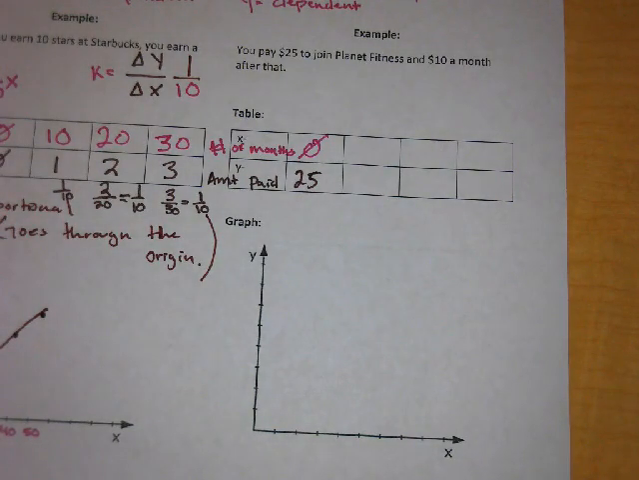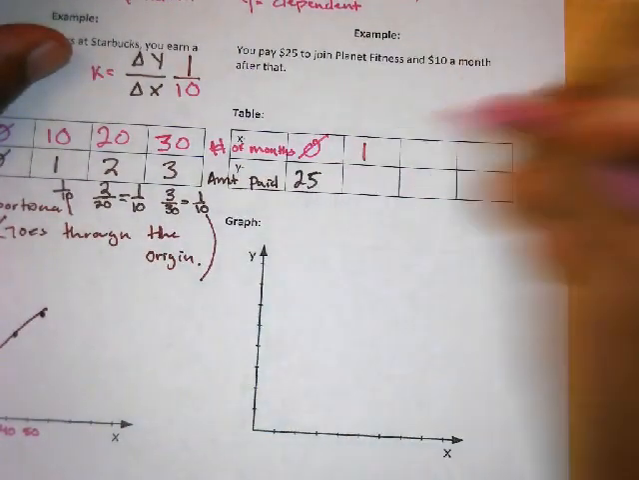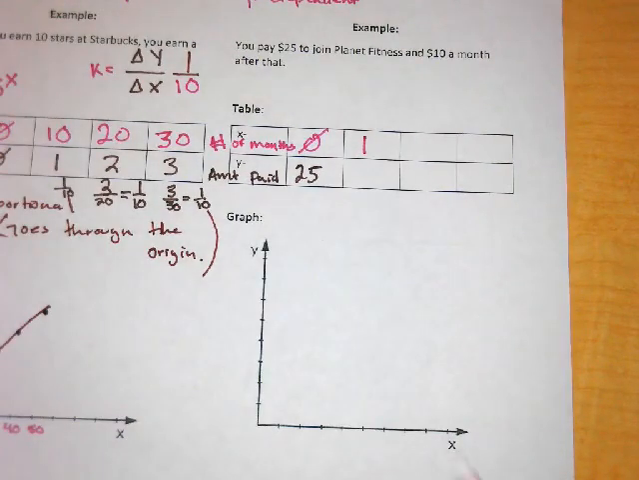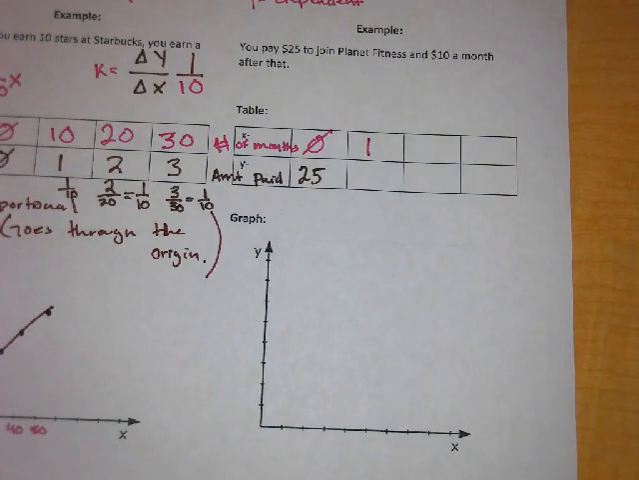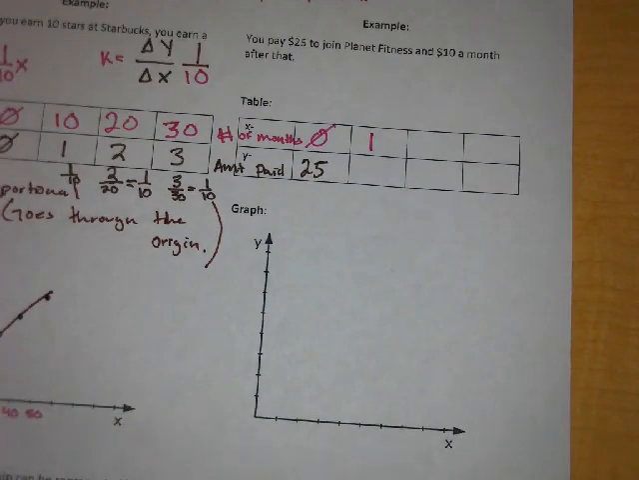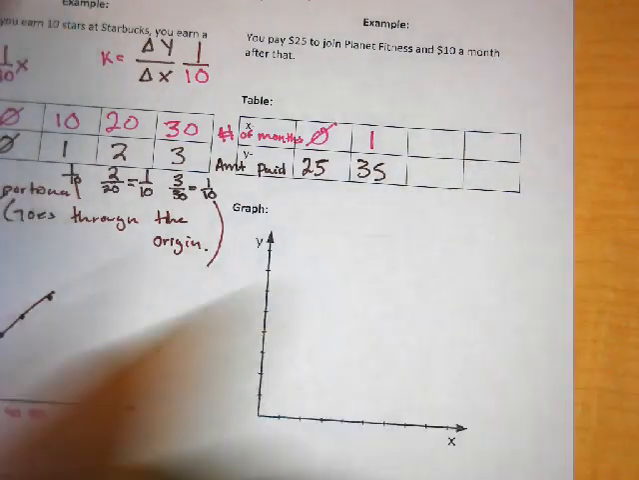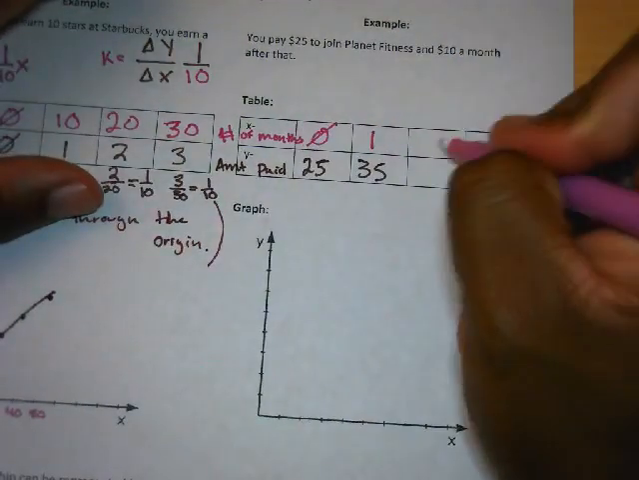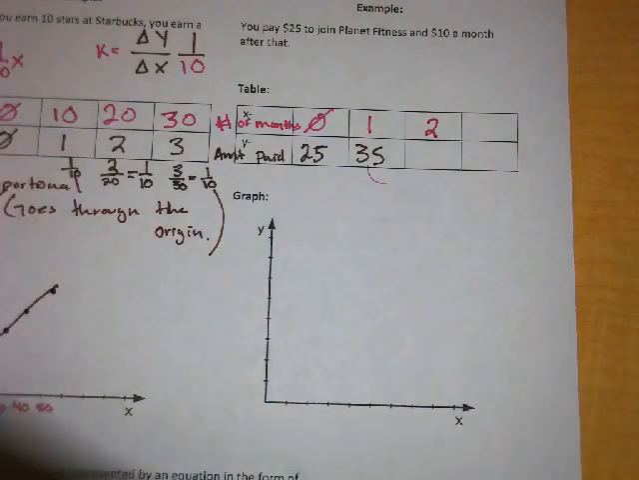Okay, so it's that $25 and then $10 a month after that. So after the first month, it's going to be this 25 plus the $10, so that's 35. The second month, I paid $10 more, right? So it'd be 45.